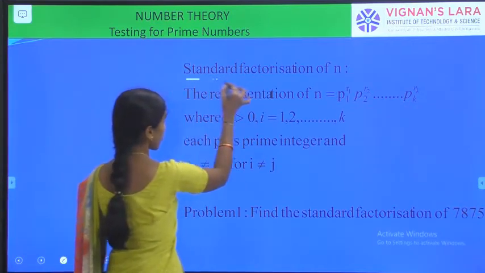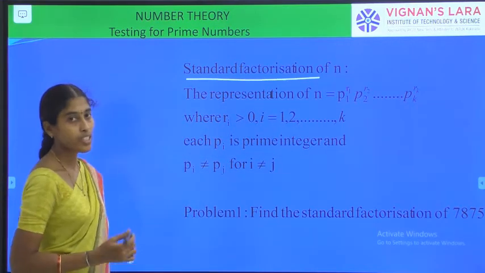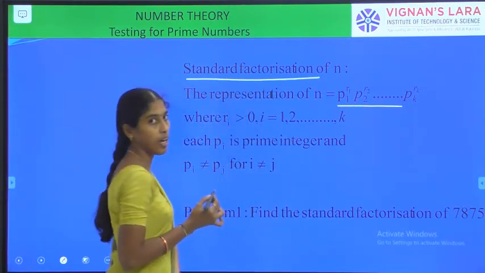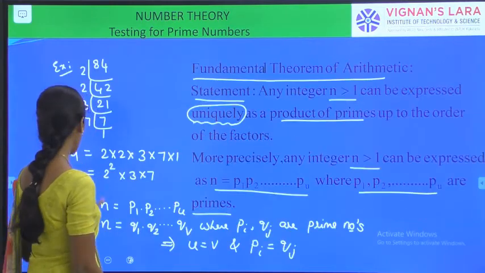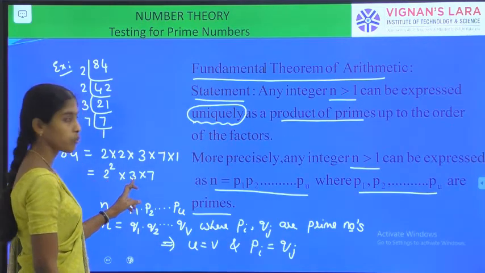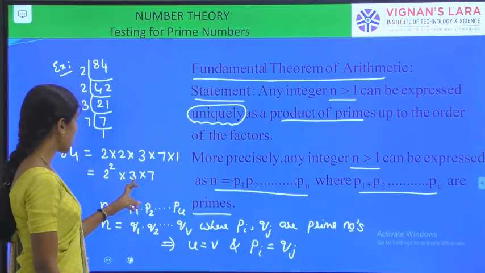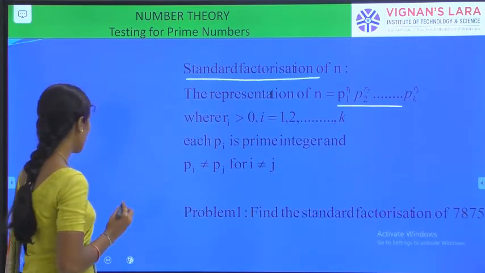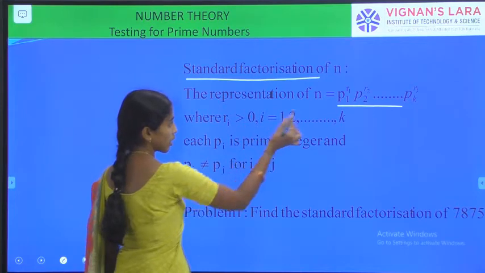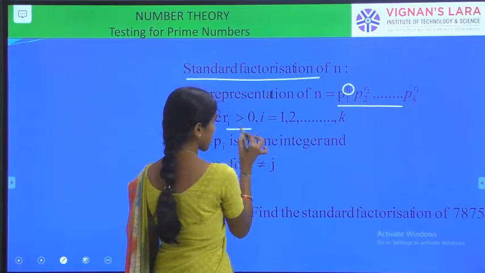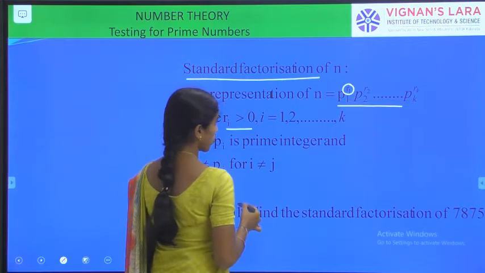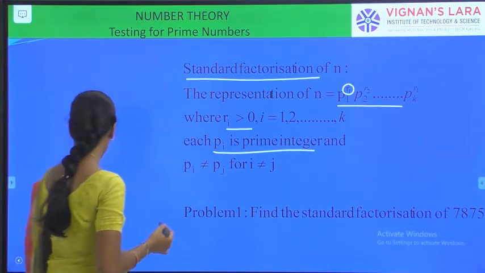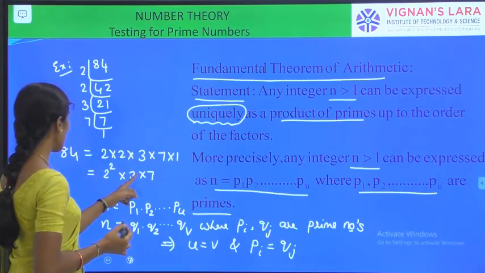See the next one. Standard factorization of n. The representation of n is equal to p1 power r1, p2 power r2, so on pk power rk. In the previous one, 84 can be written as 2 square into 3 into 7, where 2, 3, 7 are prime numbers. Each base number is a prime number. Where each ri, that means this power value, is greater than 0, i is equal to 1 to k. Each pi is a prime integer. Here 2, 3, 7 are prime.